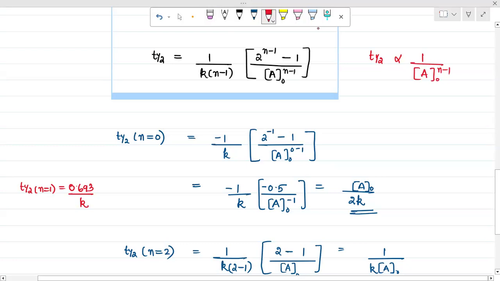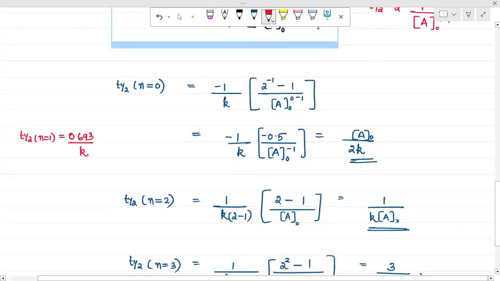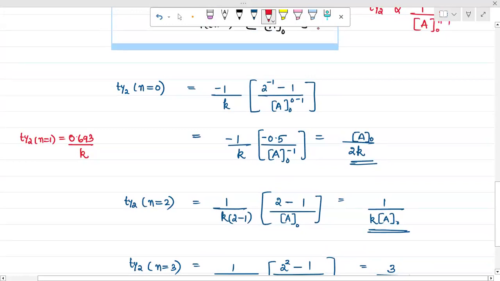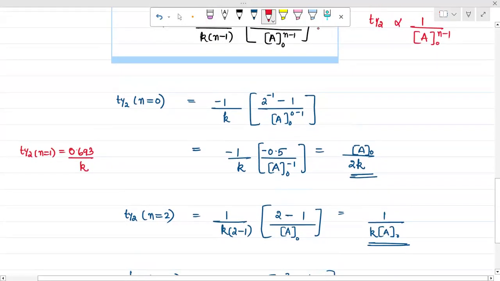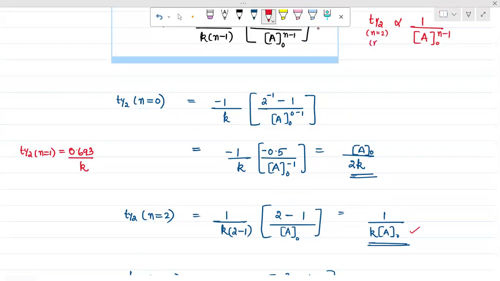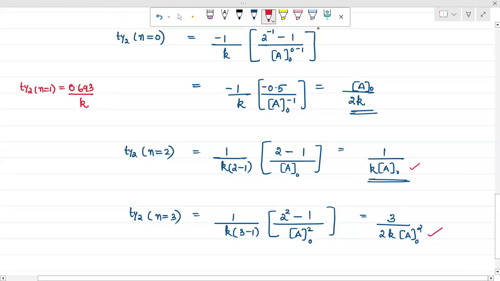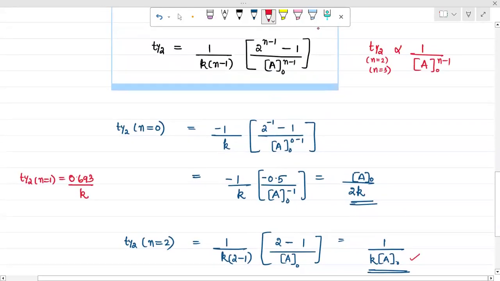Just understand that they are inversely proportional. T half is inversely proportional to the initial concentration to the power n minus 1. Correct? So you can see here, if you put n is equal to 2, it becomes 2 minus 1, A naught. If you put n is equal to 3, the denominator becomes 3 minus 1, A squared. So you have to know this relation that T half of any order reaction is inversely proportional to the initial concentration to the power n minus 1.